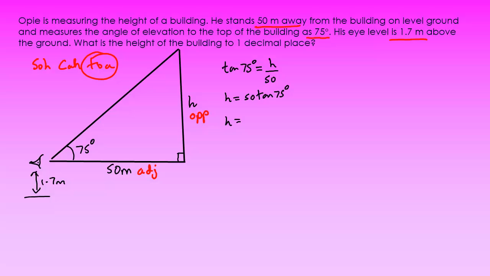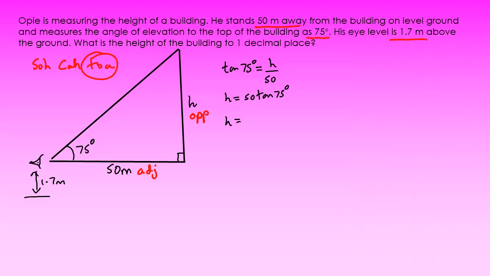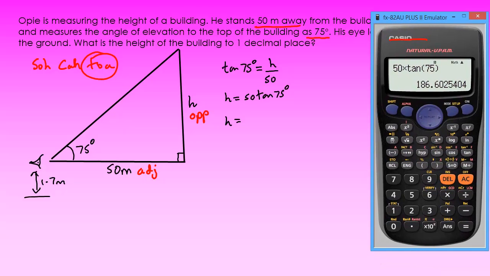So we can calculate that, and we've got 50 multiplied by tan 75, and that gives me 186.602 and so on.